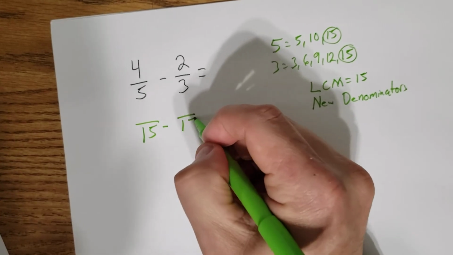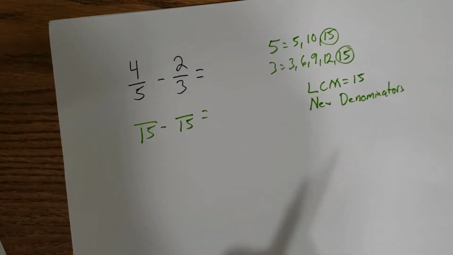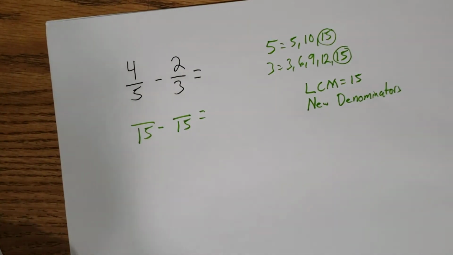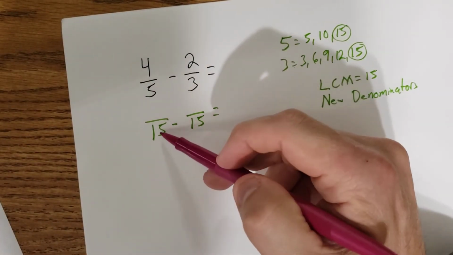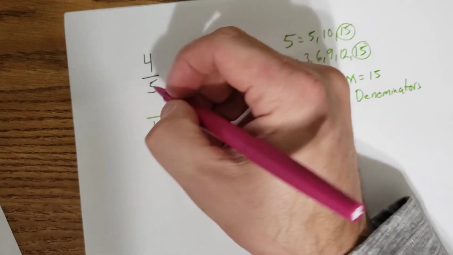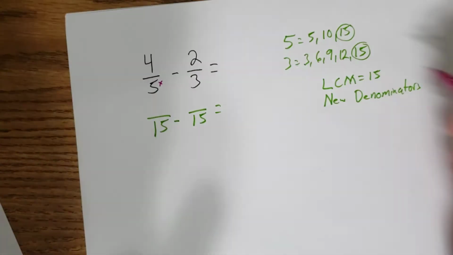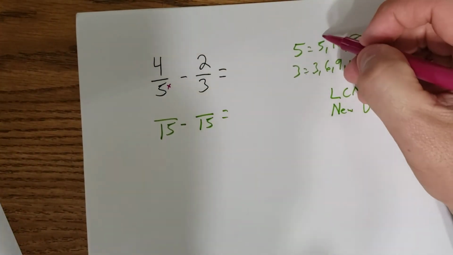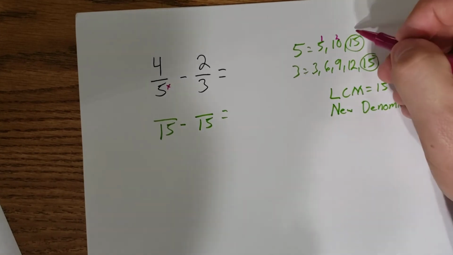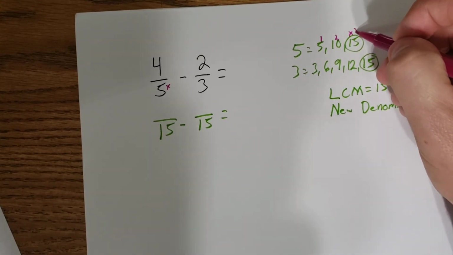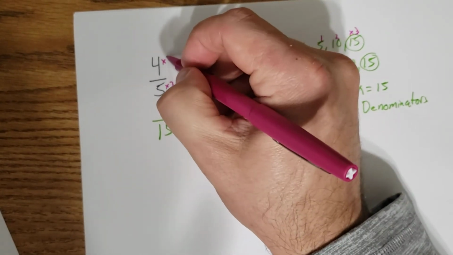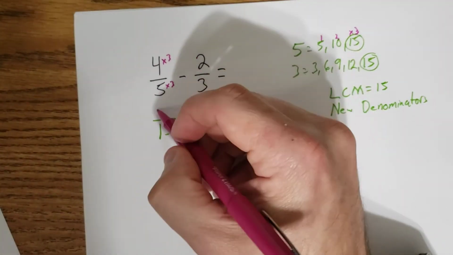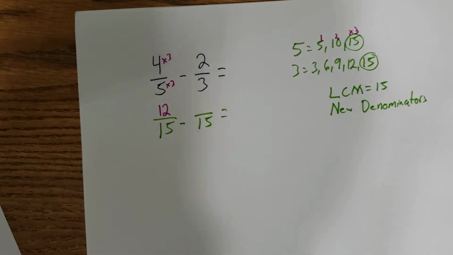minus something 15ths. Now we got to find out how did it change, because both of them changed. This was a 5, now it's 15. This was a 3, now it's a 15. How does that change? It changed because we multiplied, we skip counted. Not 5 times 1, not 5 times 2, but 5 times 3 is 15. Whatever you do to the bottom, you do to the top. So 4 times 3 is 12.